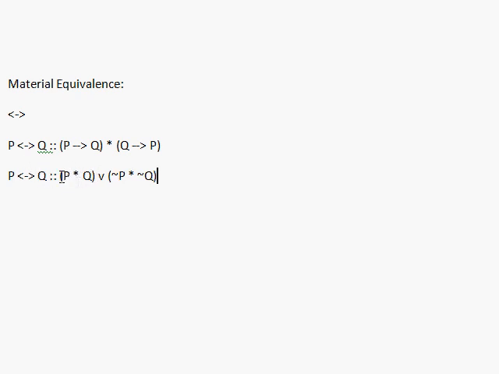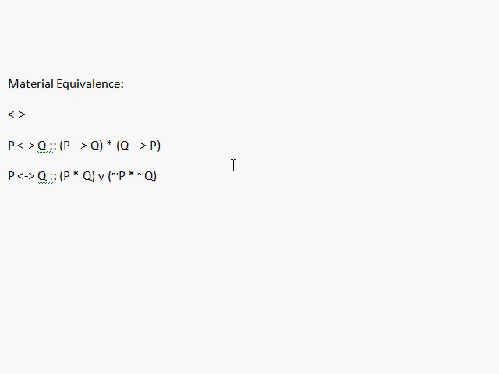So when you see P and Q, they both have the same truth value, right? They're both true. When we see not P and not Q, they both also have the same truth value. They're both saying that P and Q are false. So it's saying if the biconditional is true, then either P and Q is true, in which case they both have the same truth value, or not P and not Q is true, in which case they both have the same truth value. So that's how the material equivalence rule works.